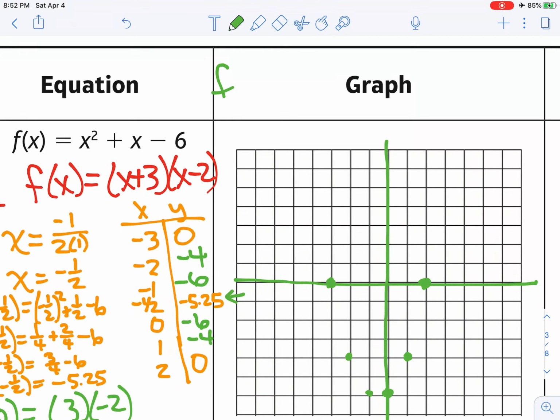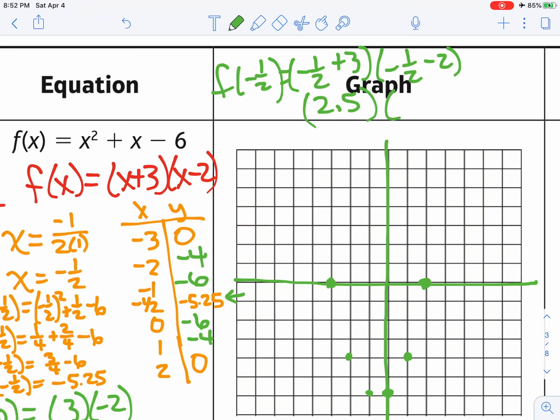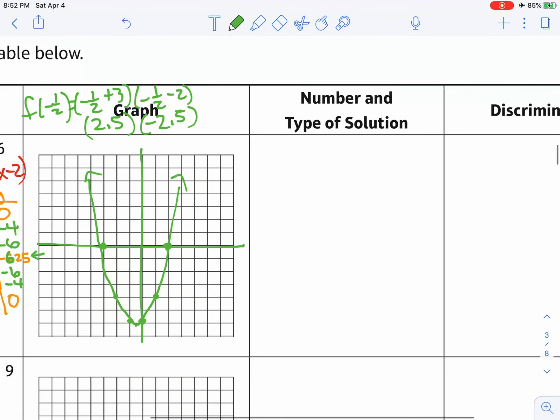Okay, so let's see. This is f of -1/2. I'm going to plug it into the other one. So -1/2 plus 3, -1/2 minus 2. So that's going to get me 2.5. And this is going to get me -2.5. Oh, this is 6.25. That's what it is. Okay. Whew, almost messed that up. Okay, so now I can draw this. Okay, awesome.